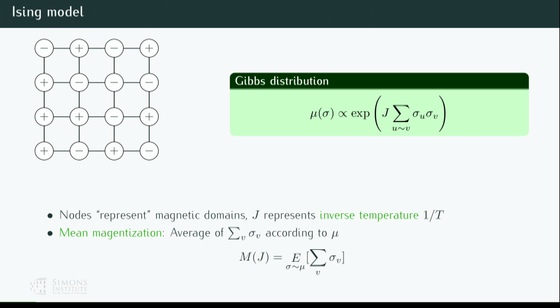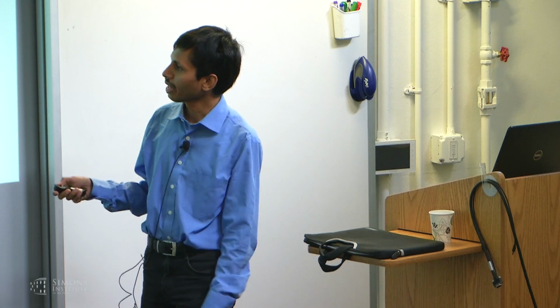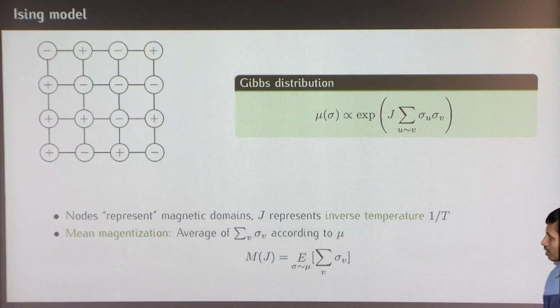So as I said, it's a very stylized model for a magnet. The magnet itself is modeled as some kind of a graph, usually in these contexts a grid. And the nodes in the graph represent some kind of domains. They have two kinds of spins, plus or minus. And there is some parameter J which represents the inverse temperature. This is the kind of thing we've seen in previous class. And what the model does is it puts a probability distribution over all configurations, over all such assignments of plus and minus spins to the vertices. And this probability distribution is given in terms of this kind of a formalism.